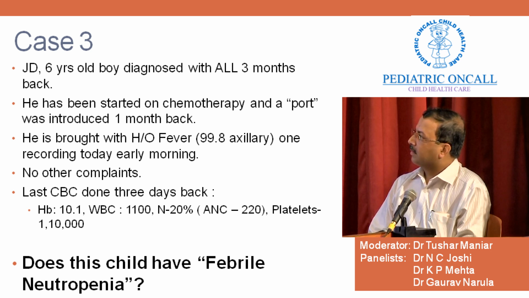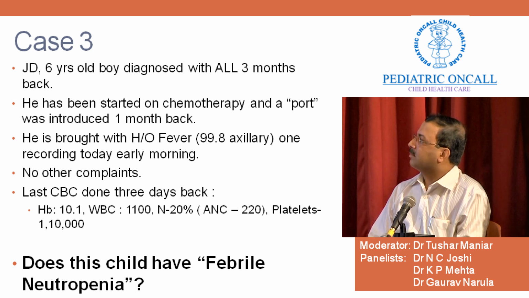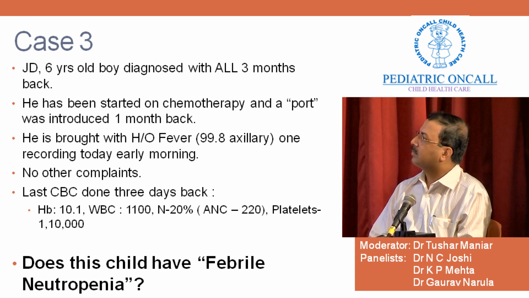It's a 6-year-old boy diagnosed with ALL 3 months back. He has been started on chemotherapy and a port was introduced 1 month back. He is brought with history of fever, which was reported as 99.8 degrees Fahrenheit axillary temperature. One recording done today early morning. There were no other complaints. And the last CBC, which was done 3 days back, showed hemoglobin of 10.1, the total WBC count of 1,100 with 20% neutrophils, making an ANC of 220 only. And the platelets were 1,10,000. Now, should we say that this child has febrile neutropenia or not?